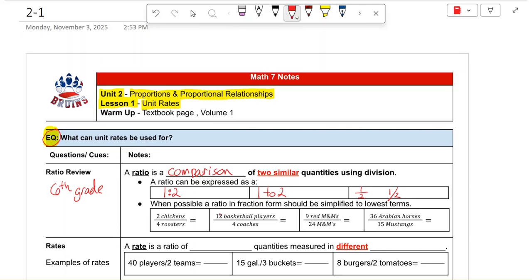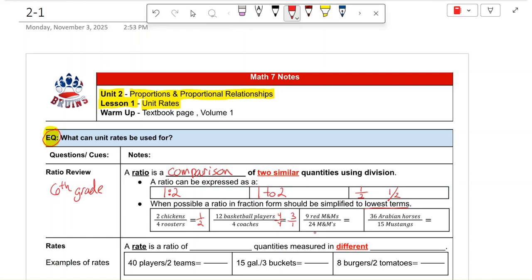And whenever it's possible, a ratio in fraction form should be simplified to lowest terms. So we have 2 chickens to 4 roosters, and these are similar, chickens and roosters, and 2 to 4 can be simplified down to 1 to 2. 12 basketball players to 4 coaches, all working together on the same team. This 12 to 4 can be simplified. 4 goes into both. 12 divided by 4 is 3, and 4 divided by 4 is 1, so 3 to 1.